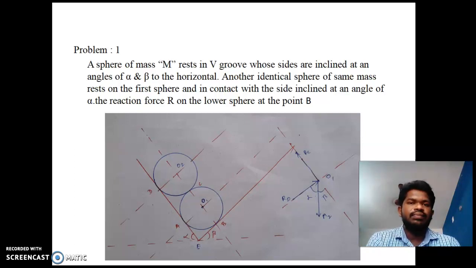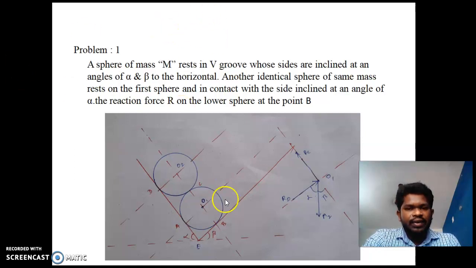So a sphere of mass m rests in a V groove, whose sides are inclined at angles alpha and beta to the horizontal. That means we place the V groove on the surface. One side of the V groove surface is inclined at an angle alpha to the horizontal plane, and the other side of the V groove is inclined at an angle beta to the horizontal surface. Here the problem is to find the reaction forces at B. The reaction forces are developed due to the contact between the two bodies.